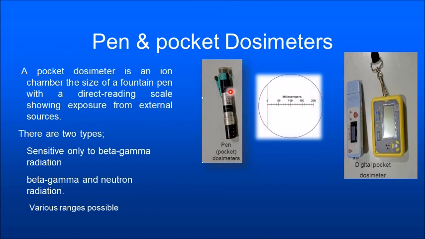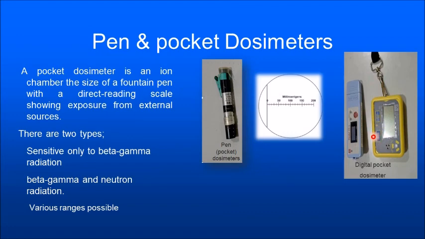When you charge this, the wire moves towards zero. You have to set it like this. And when it gets exposed and discharges, the needle will move, which is calibrated against the radiation dose in mR. So you'll be able to read it. There are digital ones also available now. So you can purchase one of these digital ones if you want to carry it in hand.